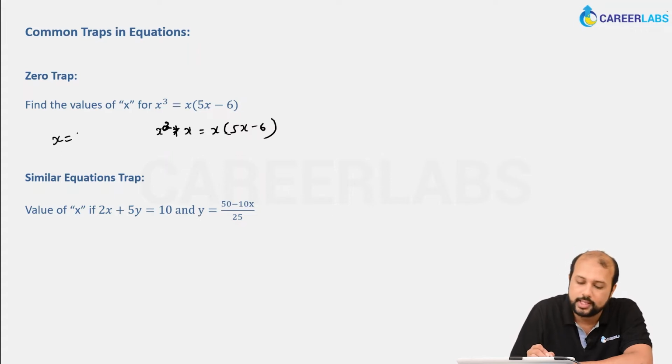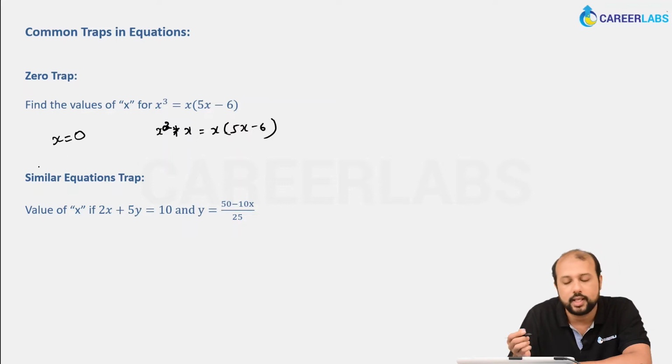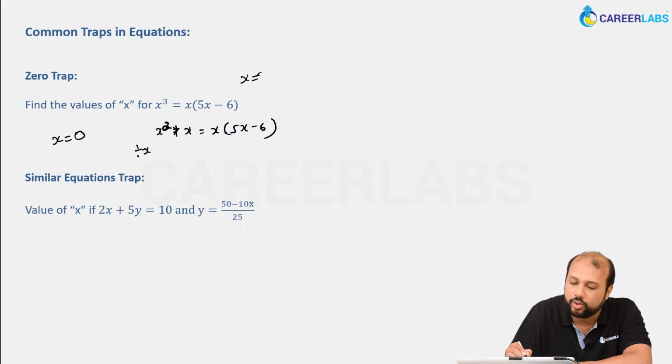Even if you do it, consider that x is not equivalent to 0, then do it. If the question says x is not equivalent to 0, then great. But otherwise, first consider x is equivalent to 0, then simplify by dividing both sides by x. Now if you have divided, you will have x square is equivalent to 5x minus 6.